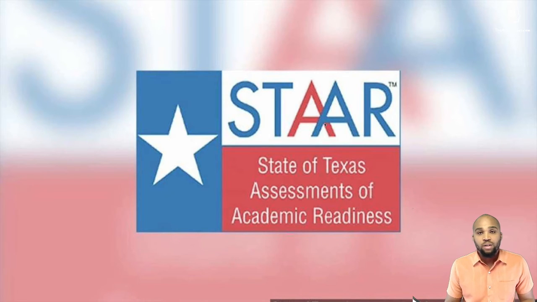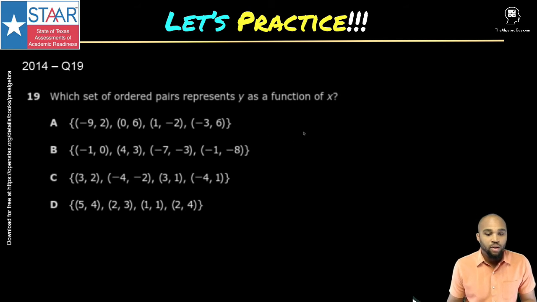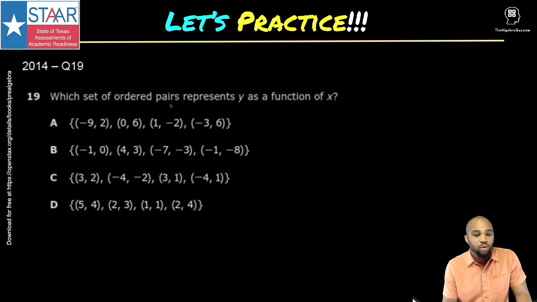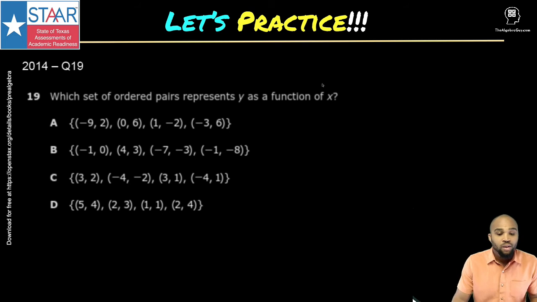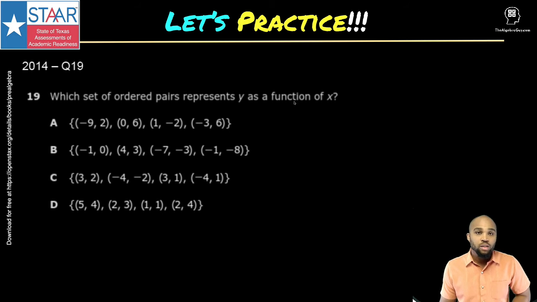How does it look on the STAR test? So let's jump and see a couple of problems for how it came up on the STAR test. Which set of ordered pairs represents y as a function of x? See, just like the same, get 100 on this. What's the correct answer? Go ahead and pick that right answer on your paper or on my screen.